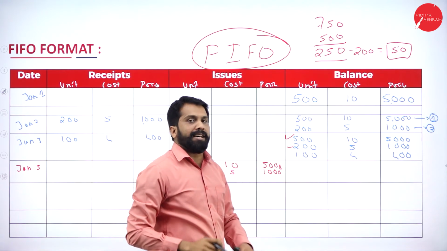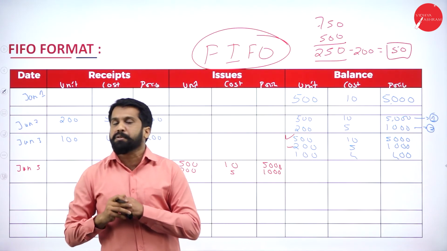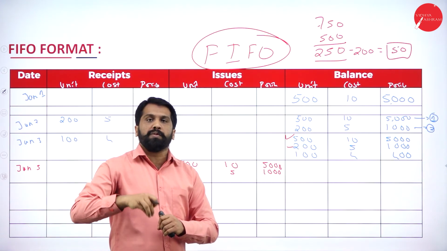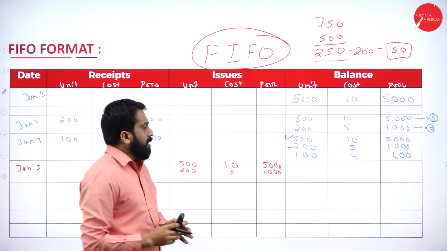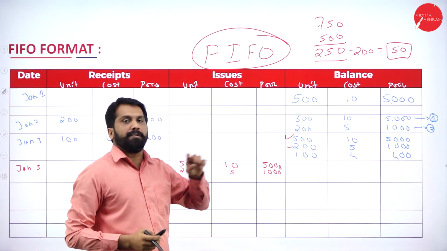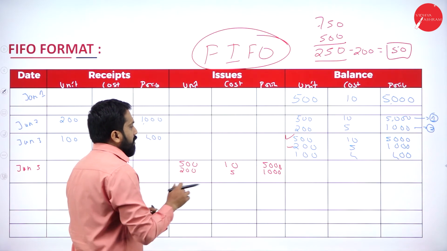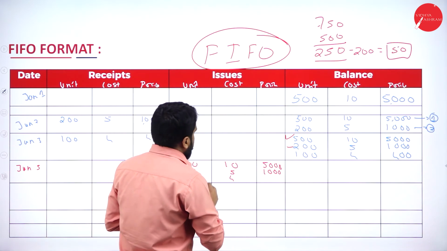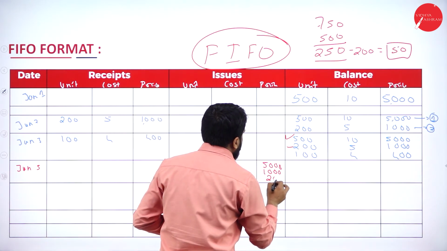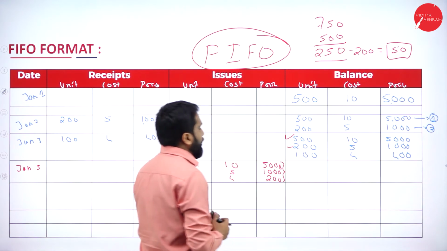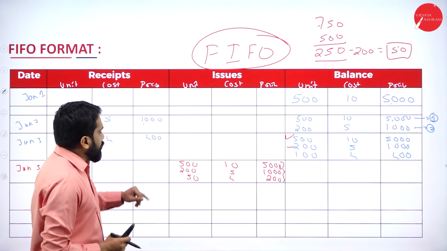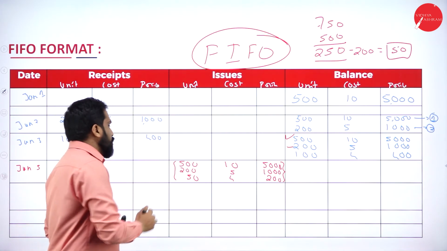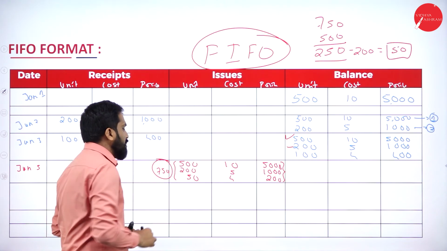Now, two boxes are empty. Now we'll go for the last box. How many units do we have in the last box? 100. How much do we need? We need only 50. So we will not take the complete 100. We take only 50. What is the price? 4 rupee. Now, 50 into 4, how much is it? 200. Up to this, any doubt? No. You have done the issue. 500 plus 200, 700. 700 plus 50, 750. You have issued 750 units.